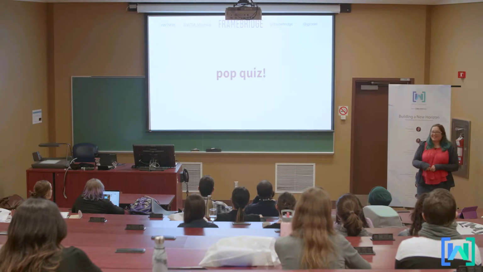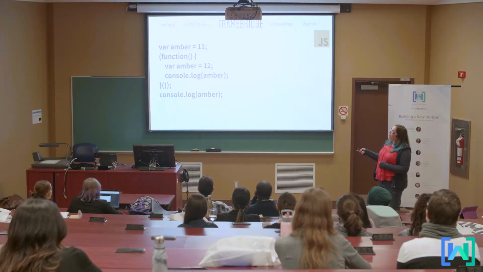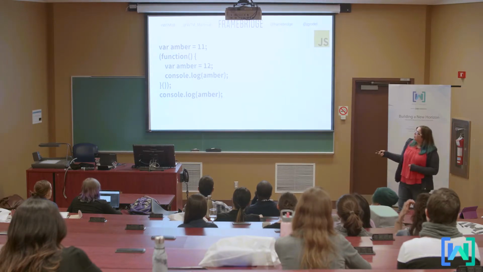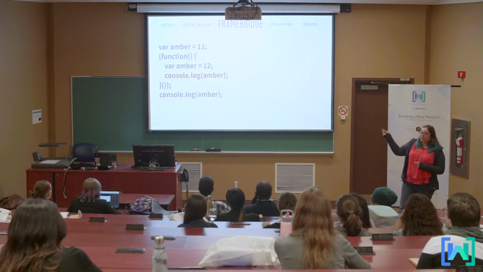All right, so pop quiz. Let's apply some of that. Here, I'm going to set up a var amber of 11 and go into an immediately invoked function and set up a var amber of 12. What do you think we'll get here?